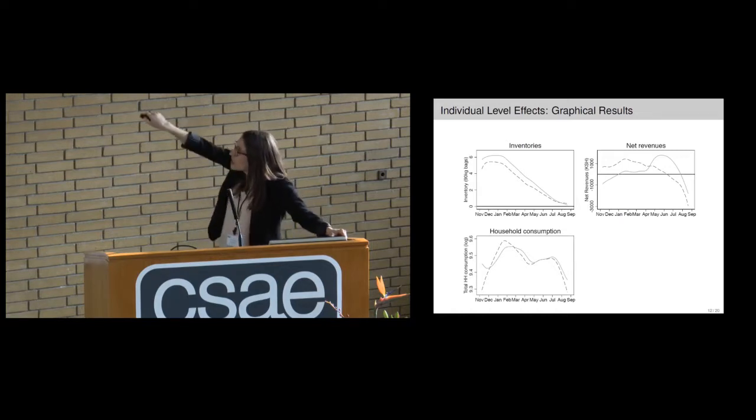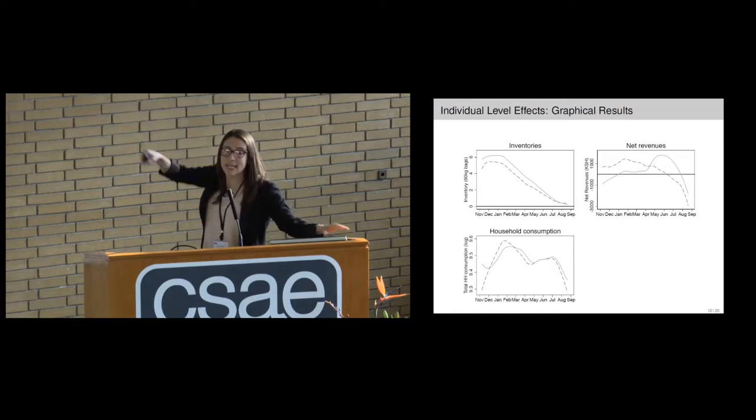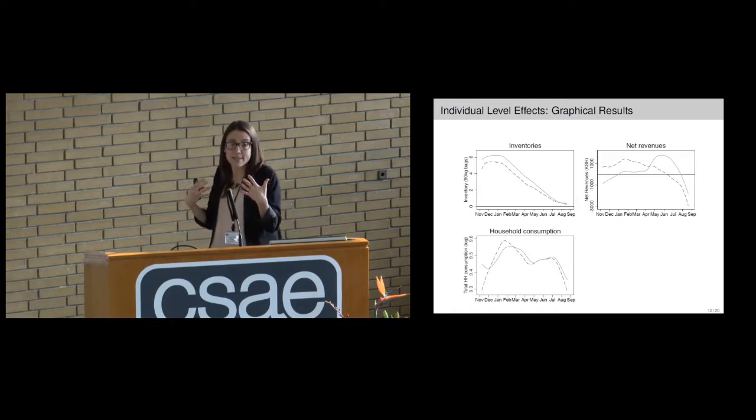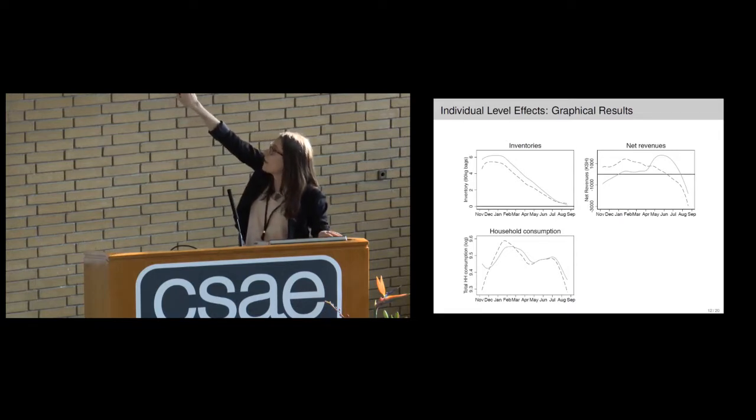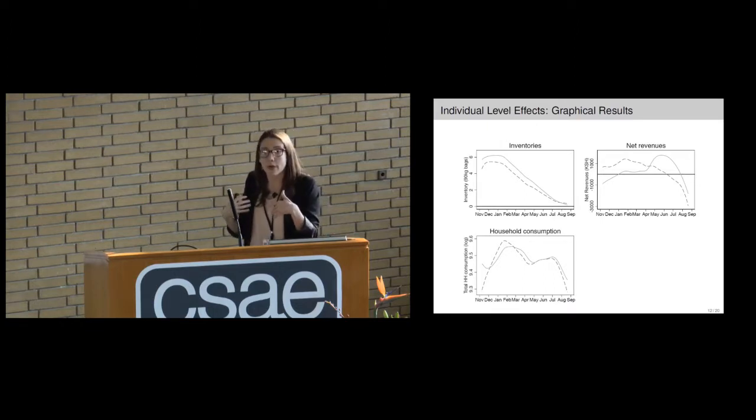Net revenues are actually initially lower among treated farmers. That's because they're holding off selling their maize. In fact, some are even buying. You see those negative net revenues there in the beginning. But later they jump up above the control group as those treated farmers are releasing their stored maize and at a higher price.